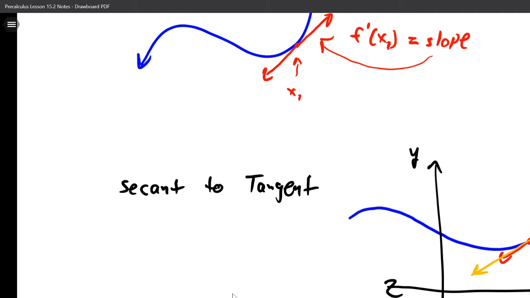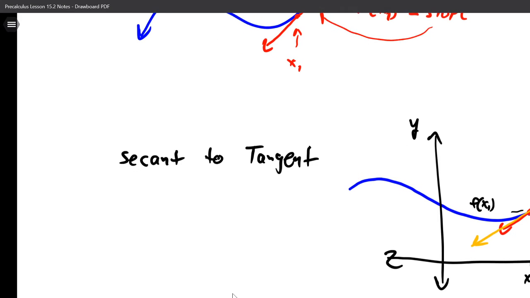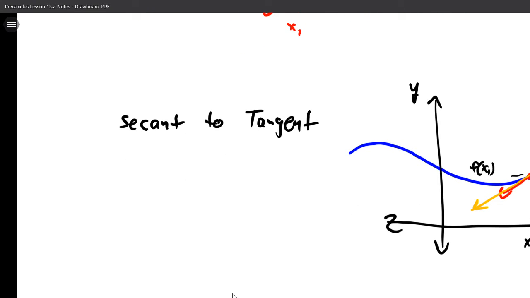So then what's our y value? Well, if there's some function that we're dealing with, this height would be f of x sub 1. This height here would be f of, well, what are we plugging in? x sub 1 plus h. Well, how do we find slope?